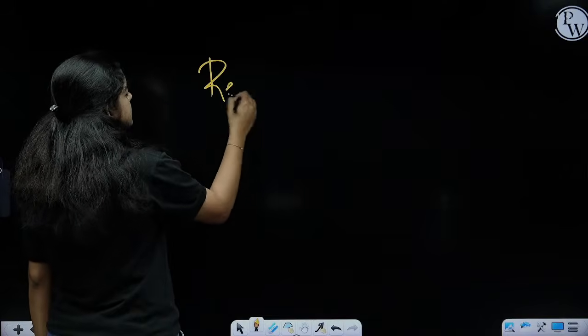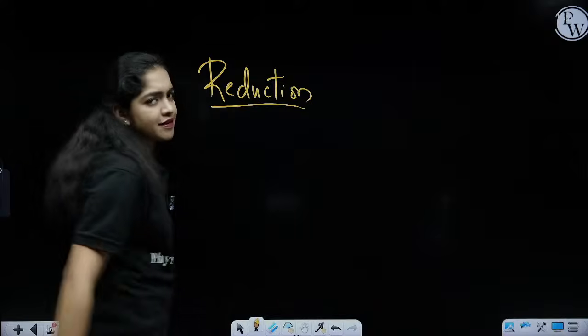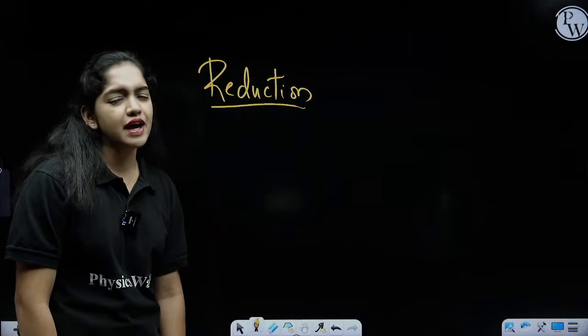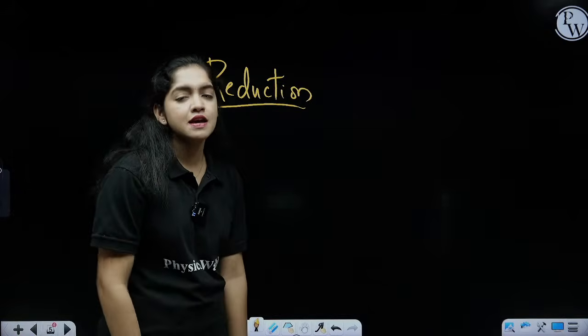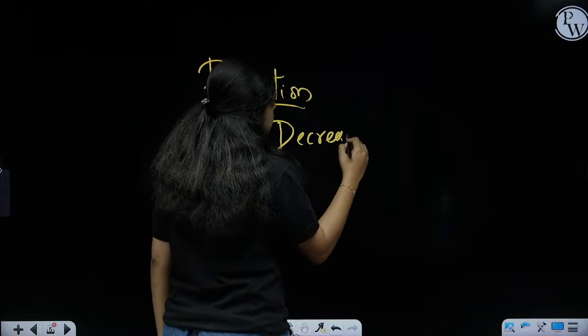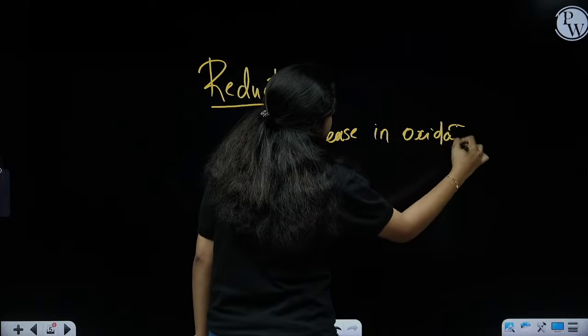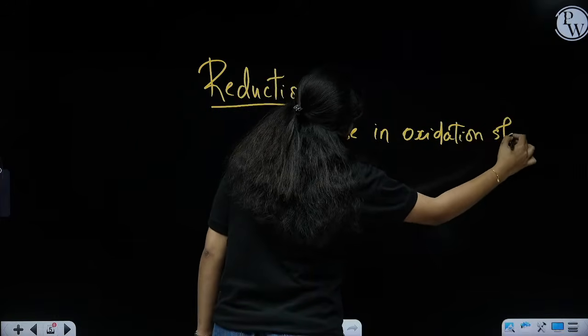Reduction. Reduction means what? That's the most common familiar word, right? It's a basic word that we use in our daily life also. Reduction means what? Decrease. Decrease in oxidation state. Decrease in oxidation state is known as what? Reduction. For example, we can take the example of oxygen.